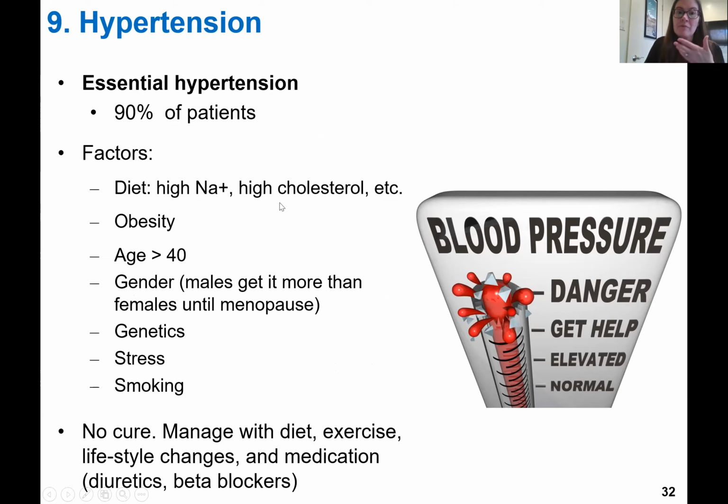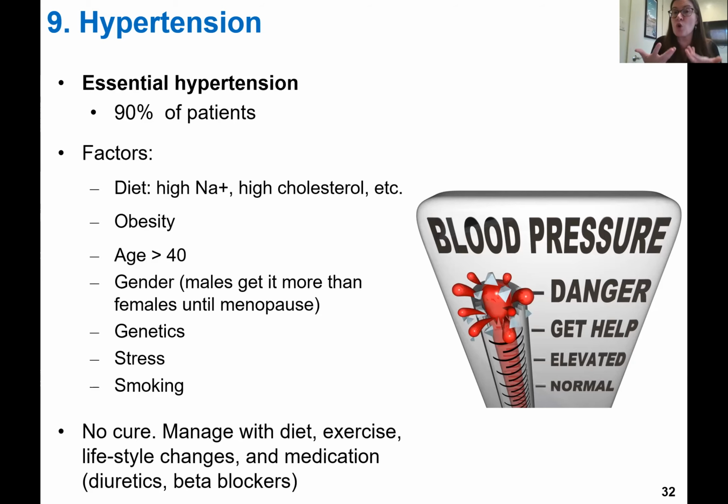Diets high in sodium and cholesterol often lead to essential hypertension. Obesity is a factor. Being older is a factor. Males tend to have more hypertension than females do. If you have a background of hypertension, which I do, you're more prone to it. It's interesting. Dad's whole side of the family has hypertension. Mom's side of the family, super low blood pressure. Which one will I get when I turn 60? It's a mystery. We'll see.